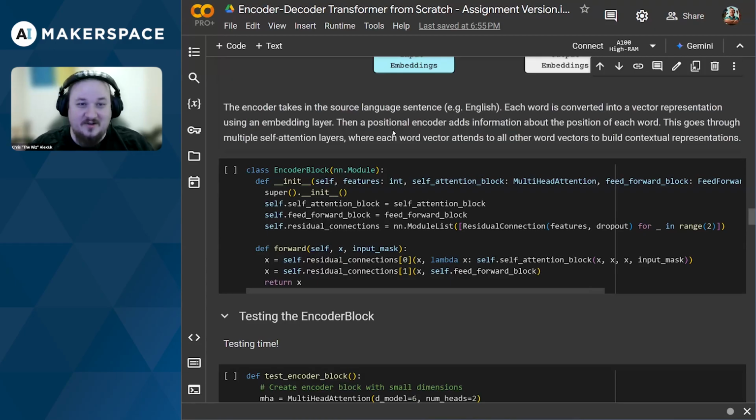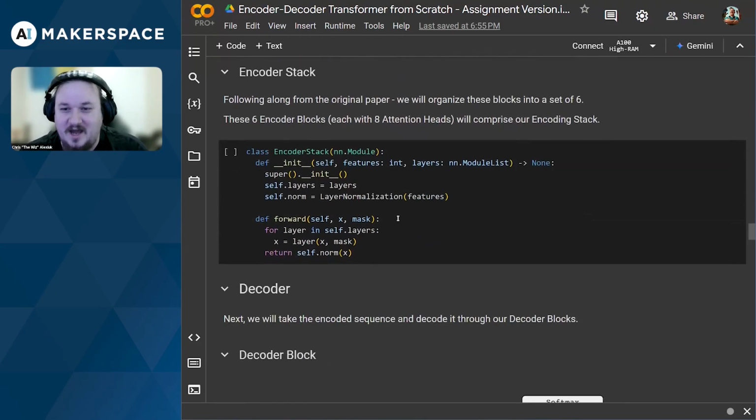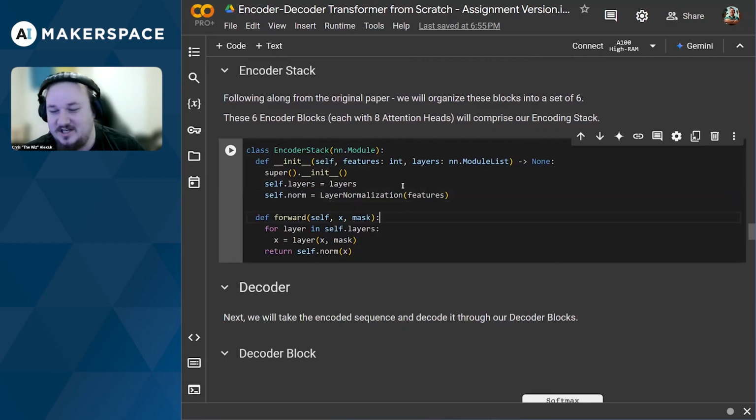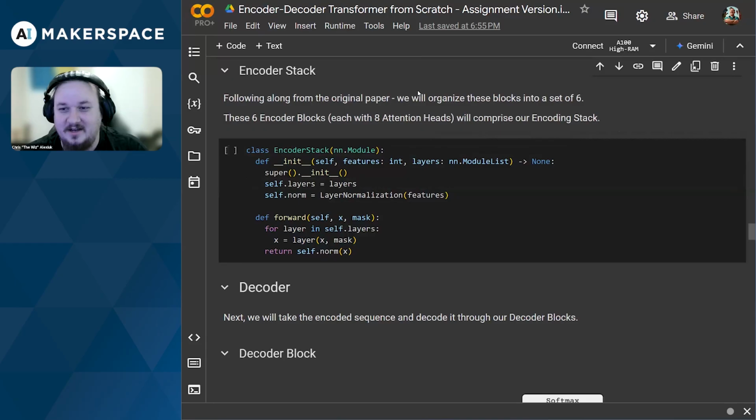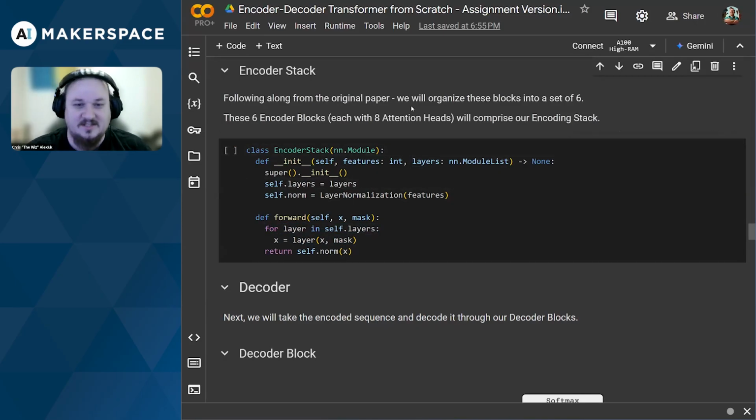But remember, the diagram, though it doesn't make this very explicit, is actually 6 of those in a row. And the way that we do that is just by making a stack of them, which is we define how many layers are in our encoder stack, and then for each of them, we apply that encoder block. That's it, right? So again, the intuition behind this, crazy. The implementation is a for loop, so it's not out of this world. We literally just do each one in order, in sequence.